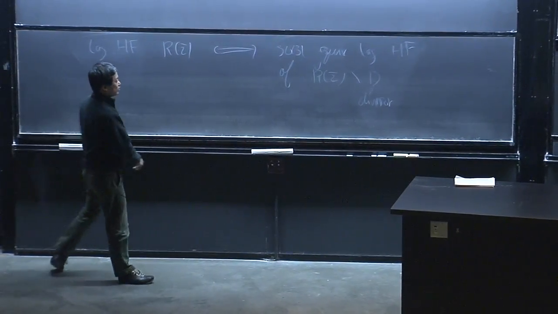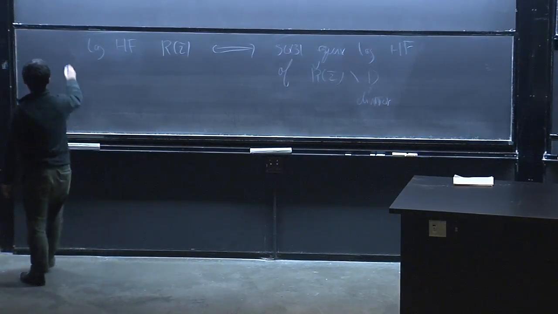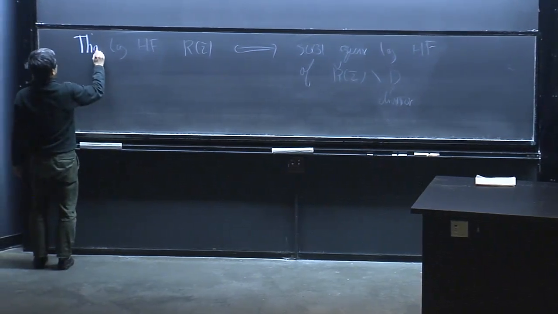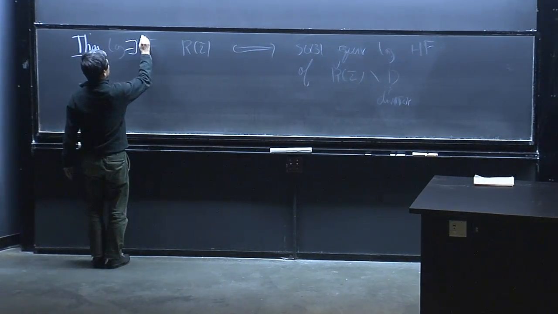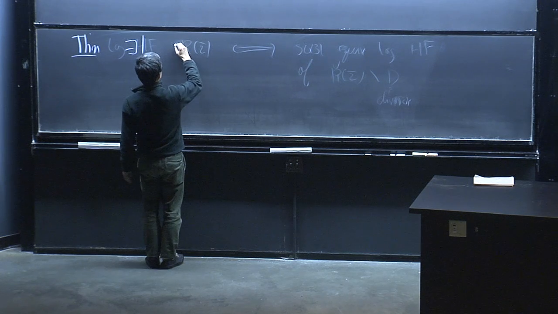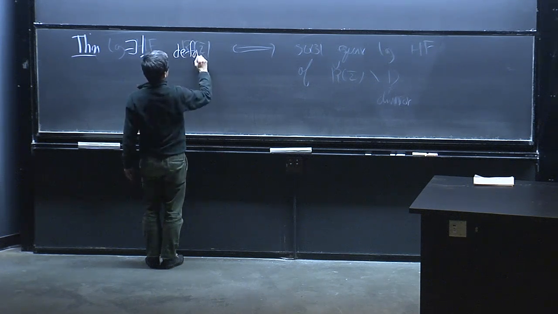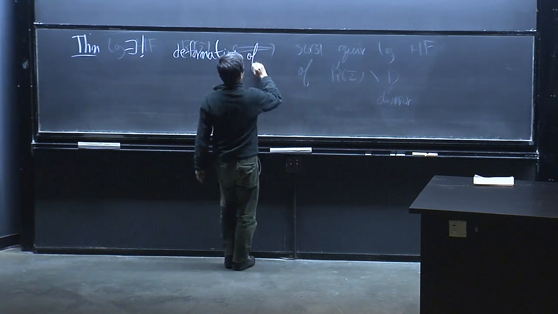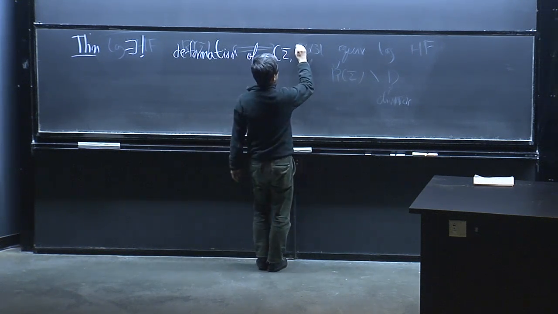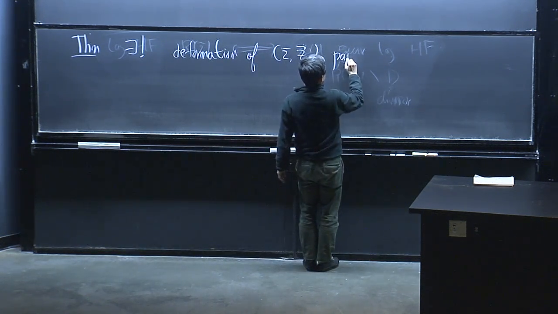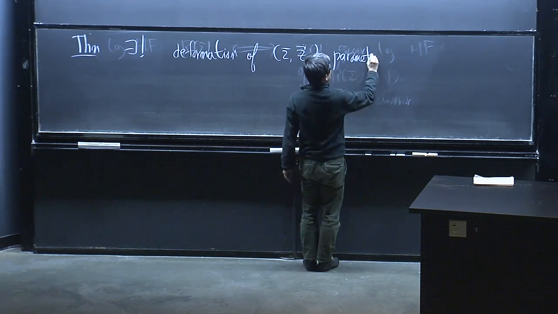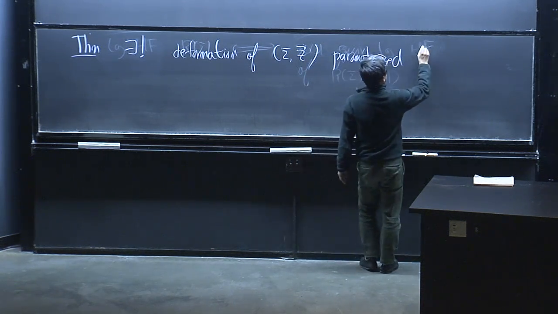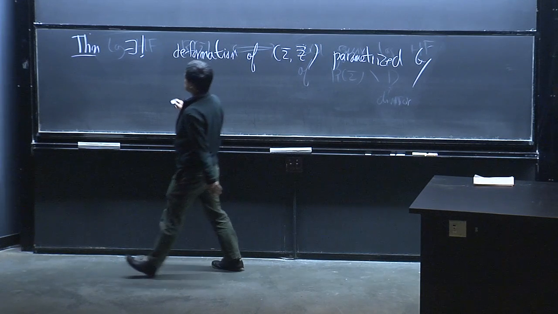I will explain why this theorem is related to this equivariant story. The theorem is: there exists a unique deformation of this nodal curve parameterized by a complex groupoid.